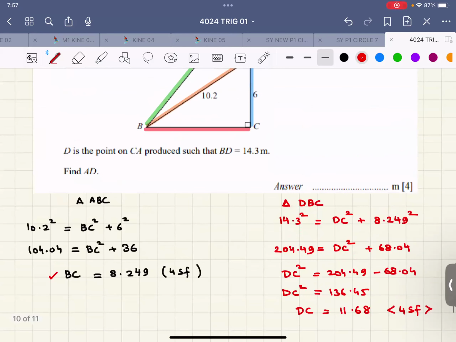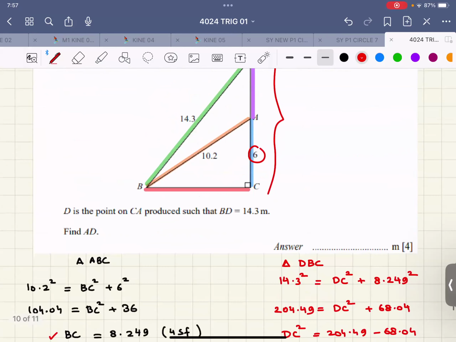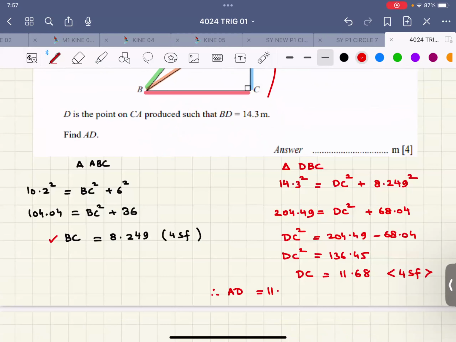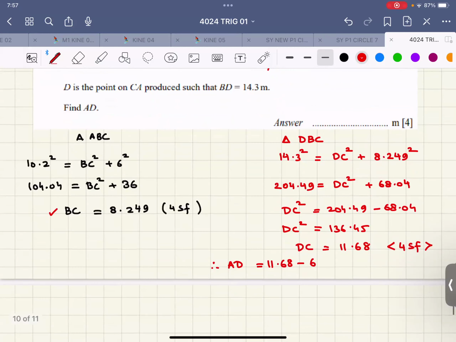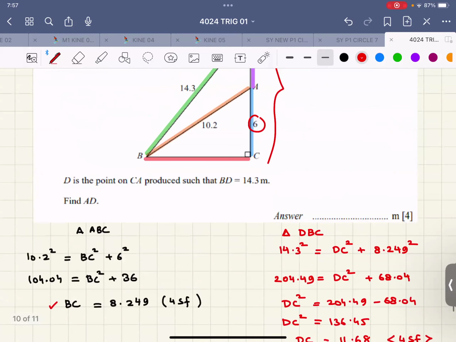Now we have the whole thing. We have this part as 6. So therefore, AD is 11.68 minus 6. Subtract 6 from it, that is 5.68. So this is 5.68, correct to 3 significant figures. That is the answer for this part. So that is how this question is done.